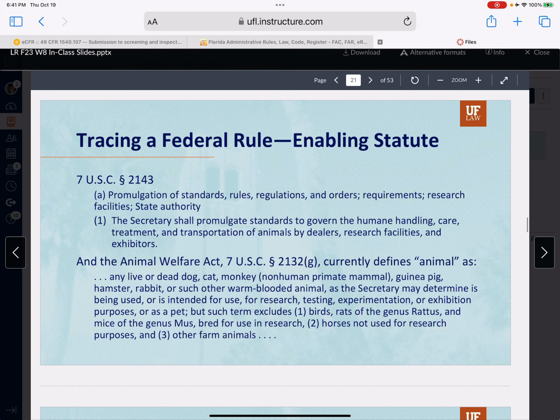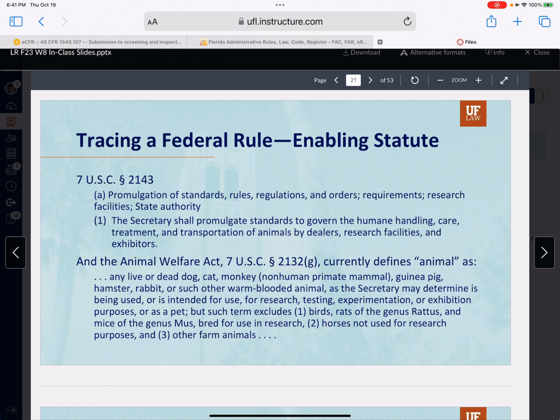So we're going to trace that federal rule, just so you're sure that you're clear on the steps. This is just an example. First, we have our enabling statute from Congress. So here's an enabling statute. Title 7 of the U.S. Code, Section 2143, which says promulgation of standards, rules, regulations, and orders, state authority. The Secretary shall promulgate standards to govern the humane handling of animals and what have you, right?